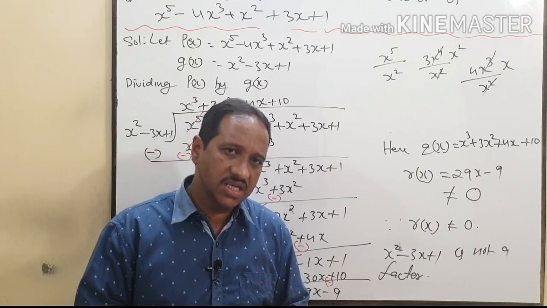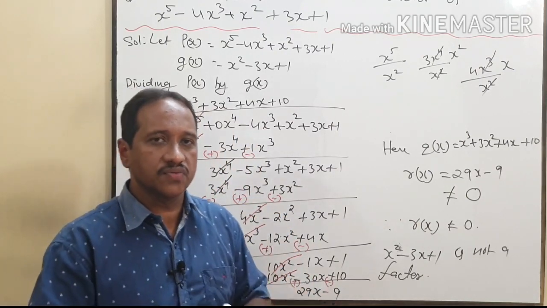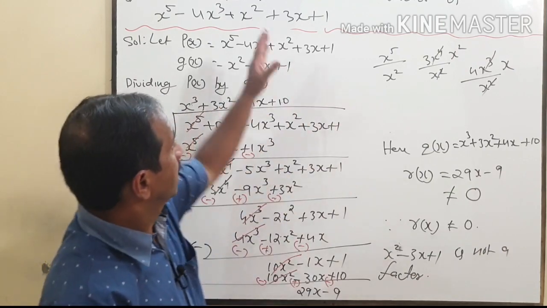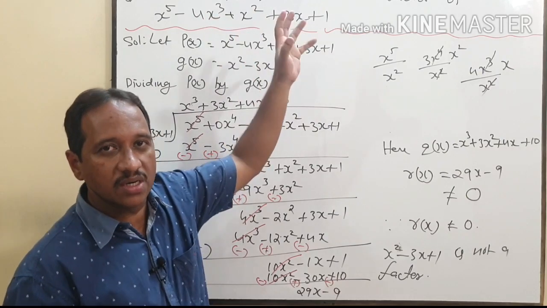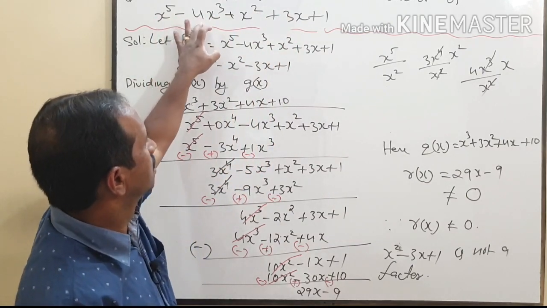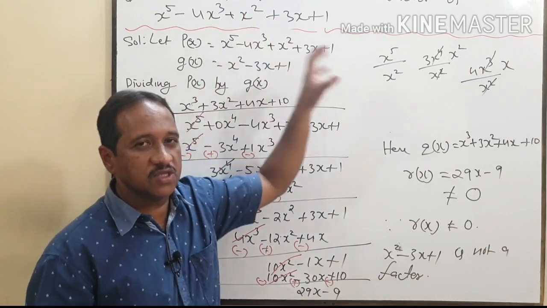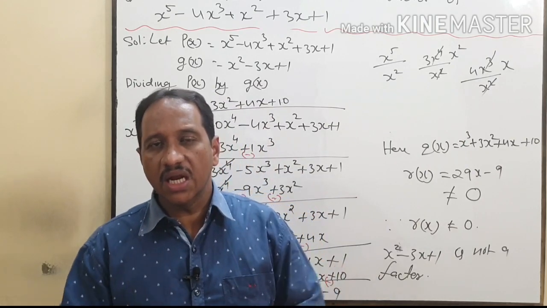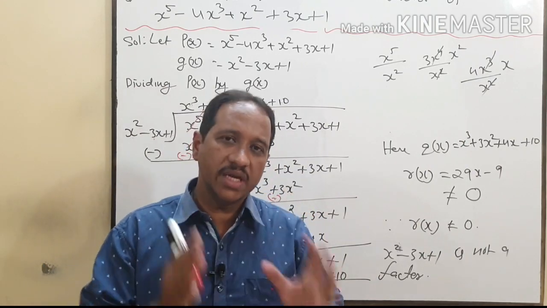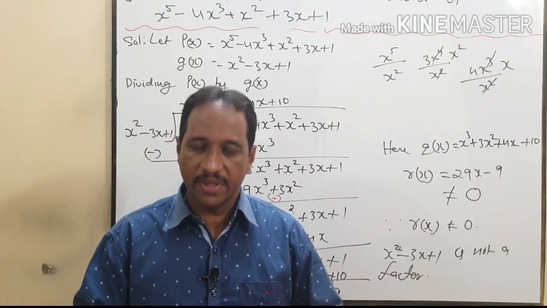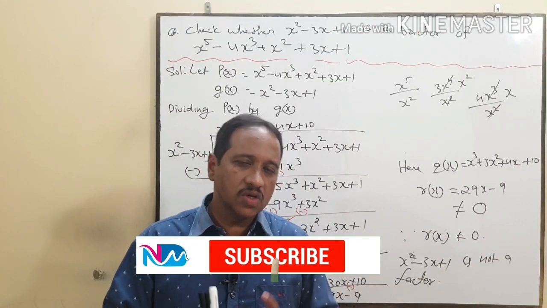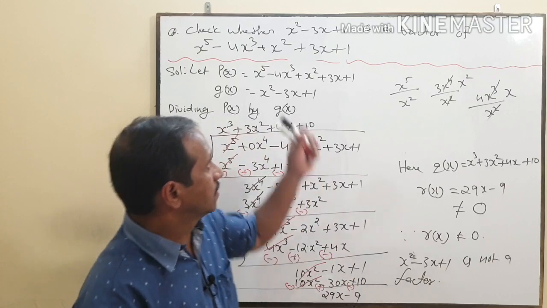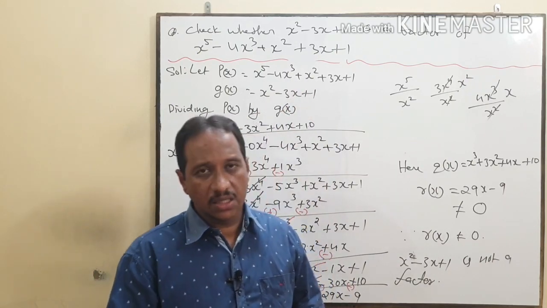If the remainder is equal to 0, then the divisor will become a factor of the dividend. So this is how we used the division algorithm to check whether x square minus 3x plus 1 is a factor of x raised to 5 minus 4x cube plus x square plus 3x plus 1. I hope all of you understood what the division algorithm for polynomials is and how to verify it. Also, we have done a question based on the division algorithm for polynomials to check whether a given polynomial is a factor of another polynomial.